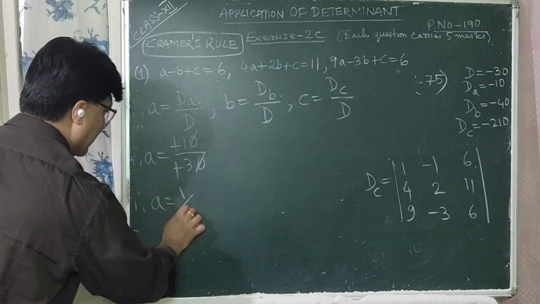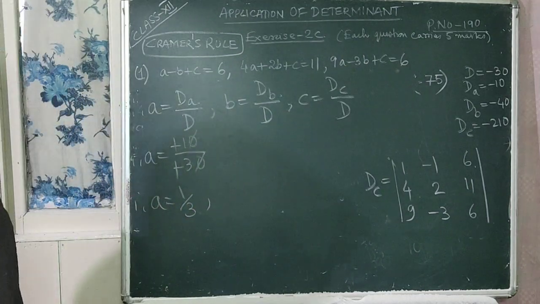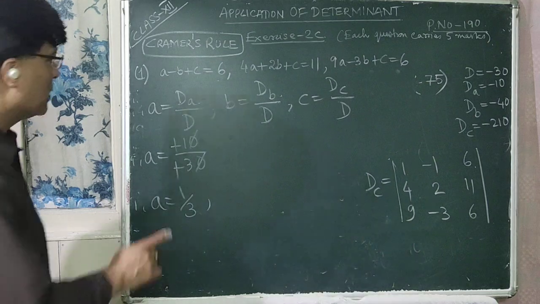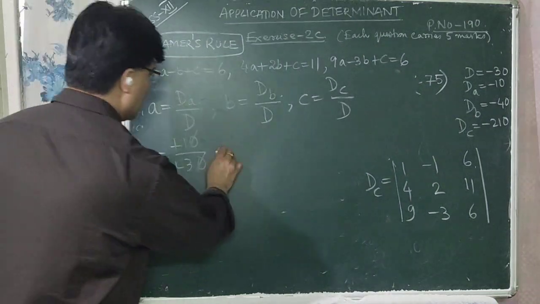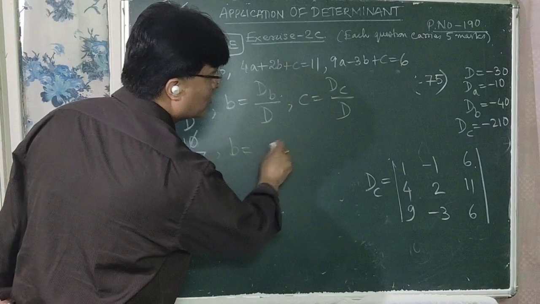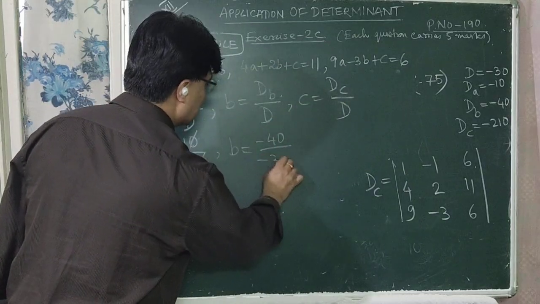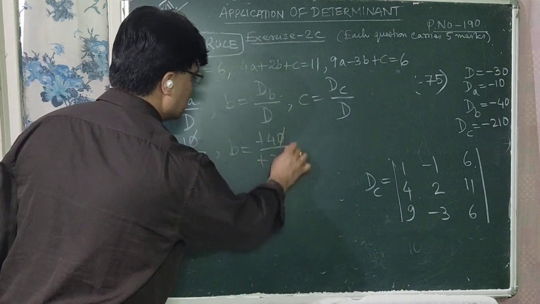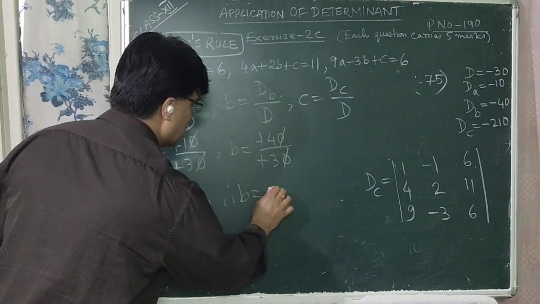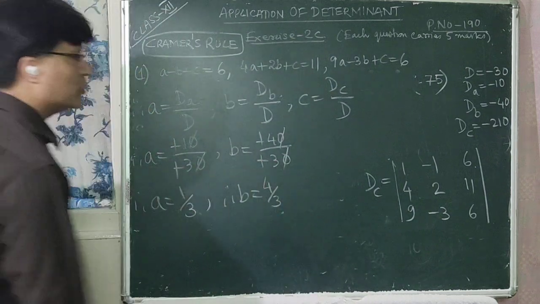So what is the value for A? A is equal to 1 upon 3. Clear? So we have got the value for A. Now B is equal to, what is dB out there? Minus 40 divided by what is D? Minus 30. Minus minus gets cancelled, 0 0 gets cancelled. So what is the value for B? It is 4 upon 3.